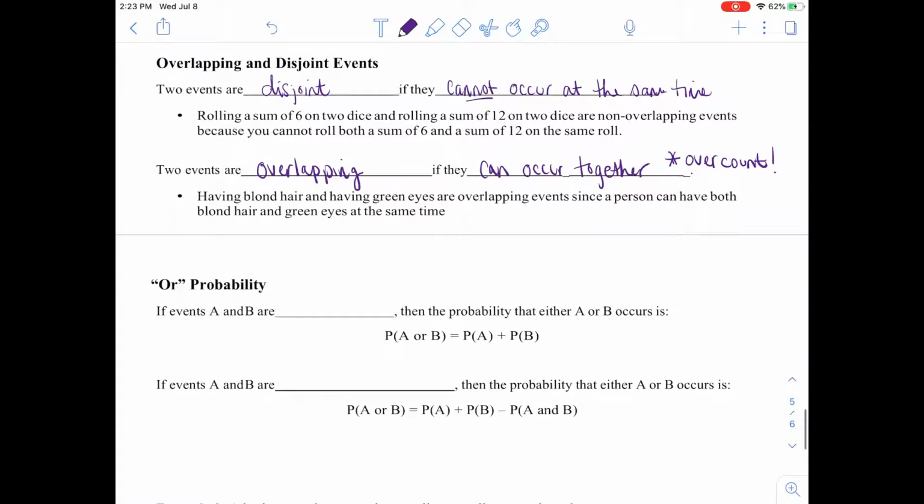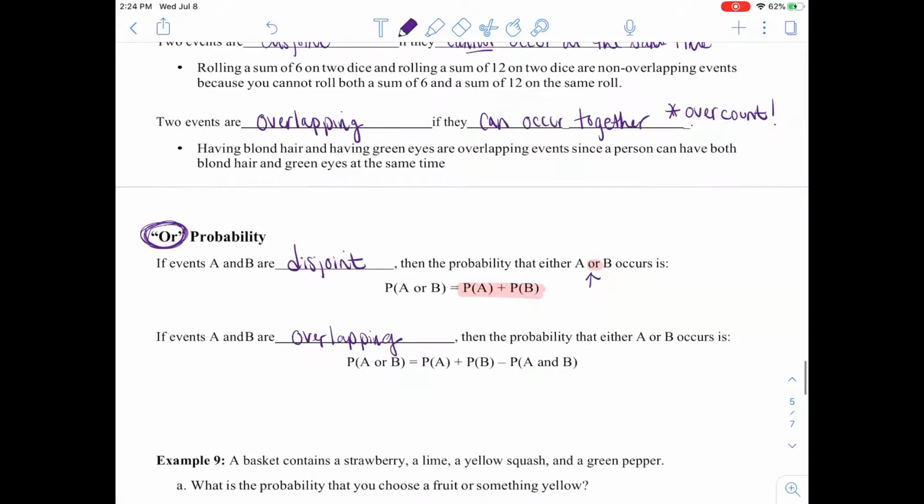And so this brings us to the idea of when we ask for or probabilities. We have covered ands, and that's when you use the operation of multiplication. If events A and B are disjoint, life is good. The probability of either A or, keyword there, B occurring will be the probability of A plus the probability of B. Now, if these events are overlapping, then we still add, but we have to take away where they overlap.